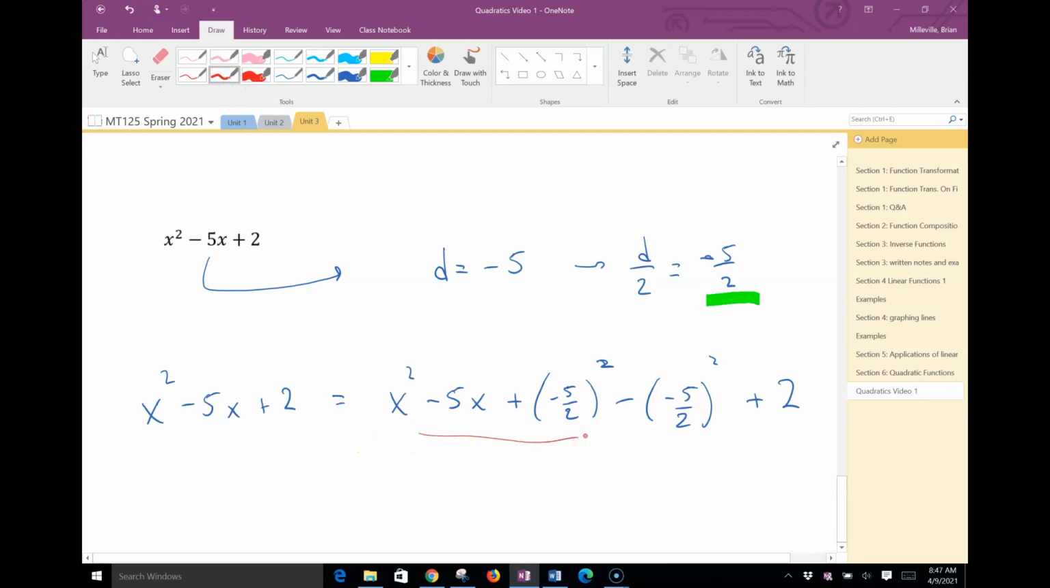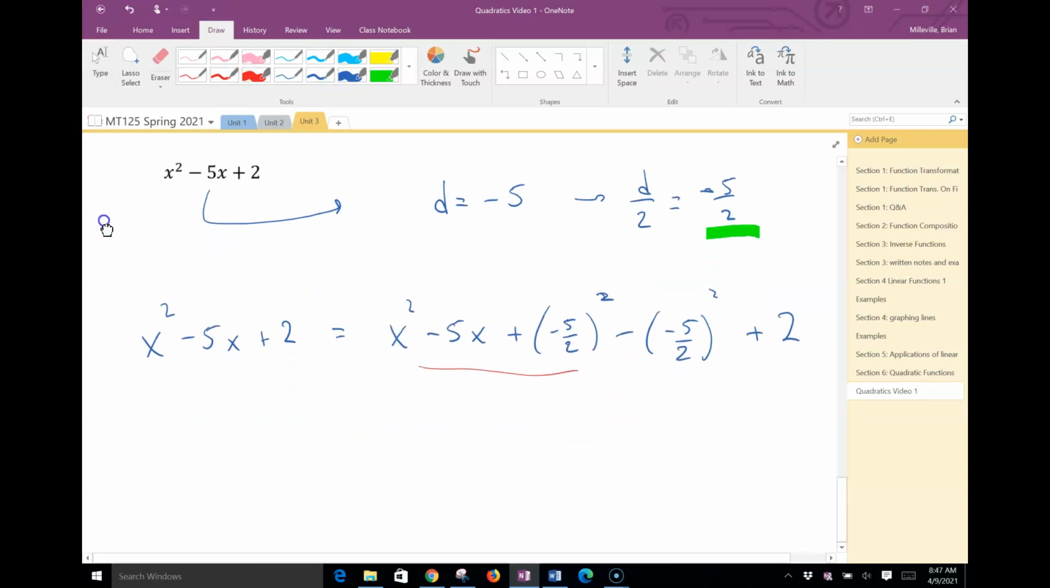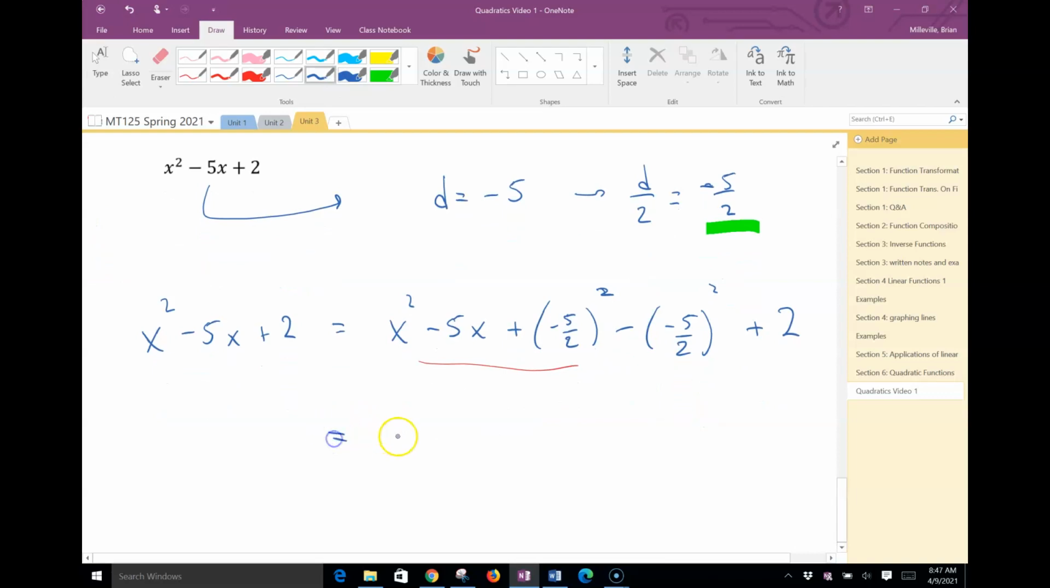We add in that number. This number doesn't simplify nicely like it did in the previous examples. So what do we get here? We still get x, in this case, plus negative 5 over 2, which I'm just going to write as minus 5 over 2, quantity squared. And now we've just got to deal with the fractions that we have left over.